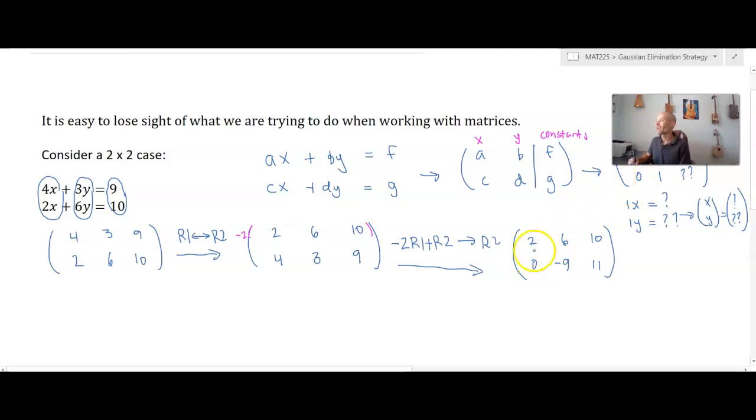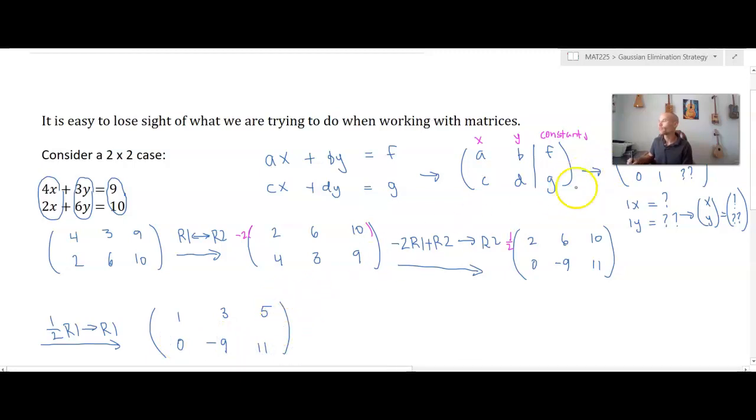So my next task is, I want to obtain this 1 coefficient here. This is not necessarily the operation that you have to do, but it's the operation that I'm going to choose to do. So I am going to take 1/2 of row 1, and that's going to be the new row 1. 1/2 of all of these values: 1/2 of 2 is 1, 1/2 of 6 is 3, 1/2 of 10 is 5. And then my second row is unchanged, 0, negative 9, 11.